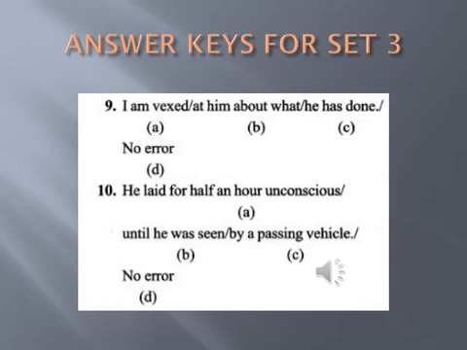Let's go to the last question. He lay for half an hour unconscious until he was seen by a passing vehicle. Laid. Remember here, laid is the past tense of lay. Laid eggs. But he was lying unconscious. Lie. And what will be the past tense form of lie? Lay. So therefore, the right verb will be lay. He lay for half an hour unconscious. Therefore, the answer is A, because the error is in A.